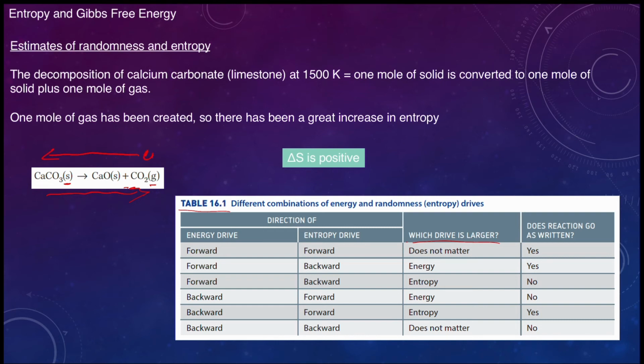So this is the energy drive, and the bottom one here is our entropy drive. Alright, so let's look at this table and see if we can work out which is larger. The energy drive is backward. The entropy drive is forward. Does the reaction go as written? Yes, it does, from left to right. Therefore, the entropy drive is larger.